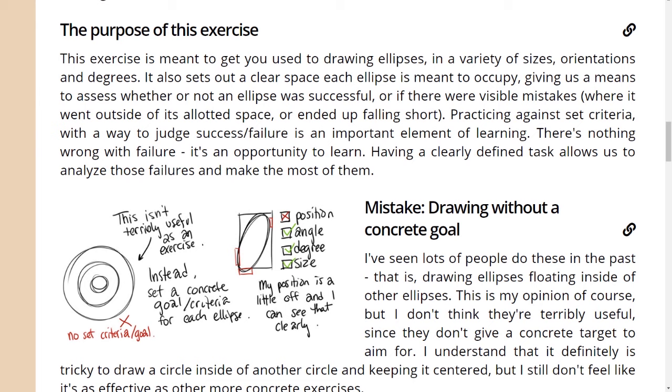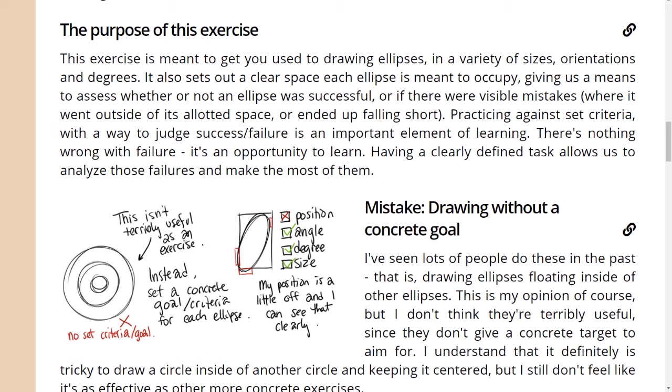This exercise is meant to get you used to drawing ellipses in a variety of sizes, orientations, and degrees. It also sets out a clear space each ellipse is meant to occupy, giving us a means to assess whether or not an ellipse was successful, or if there were visible mistakes, where it went outside of its allotted space or ended up falling short.